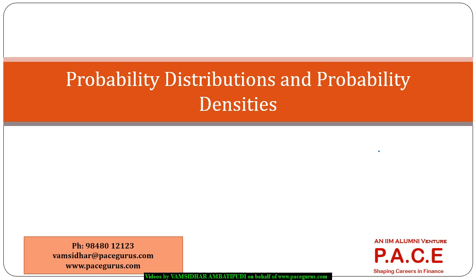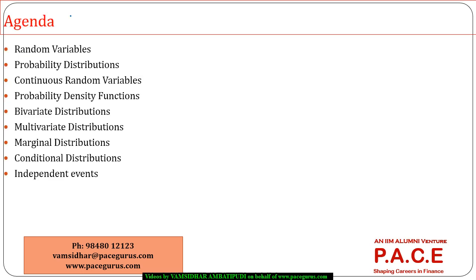In this session, we will be talking about probability distributions and probability density functions, etc. As an agenda of this session, we will first get started with what random variables are, and the different types of random variables, like discrete random variables or continuous random variables. Once we understand the random variables, then we will bring in the probability distributions.